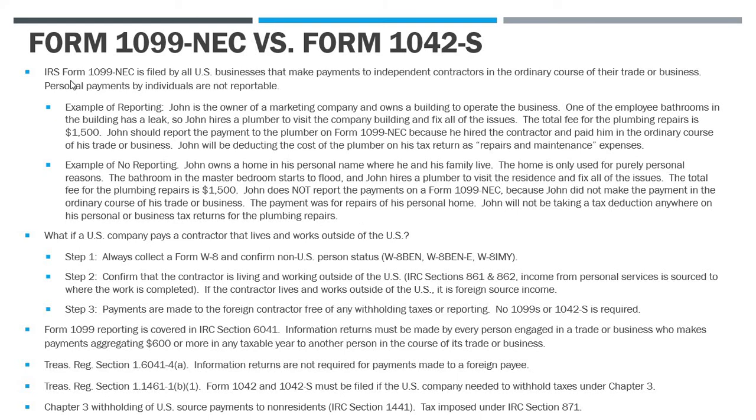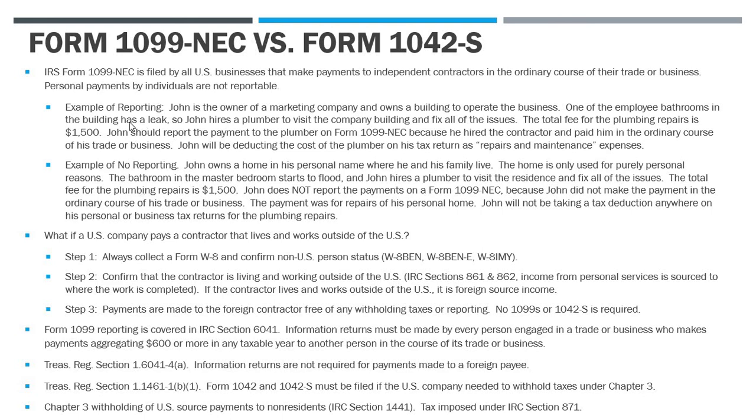So some of the basics here. The 1099 NEC, NEC means non-employee compensation. It's filed by U.S. businesses that make payments to independent contractors in the ordinary course of their trade or business. Personal payments are not reportable. So only businesses that make payments to individuals or companies that are doing some type of work for them in connection with their business have to file a 1099.